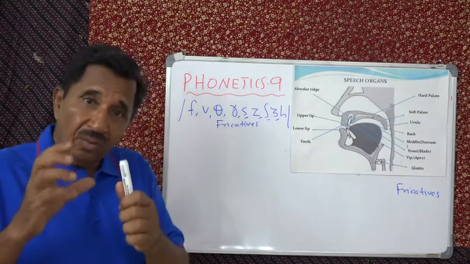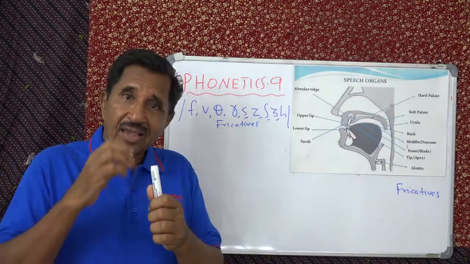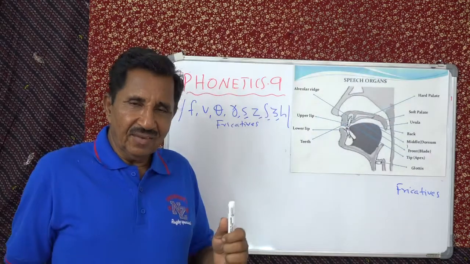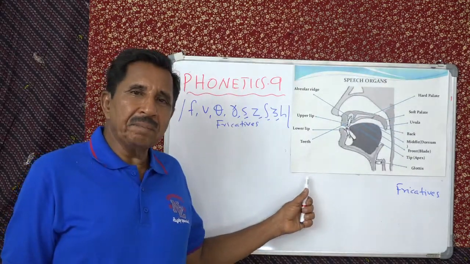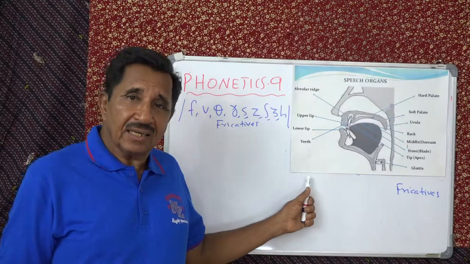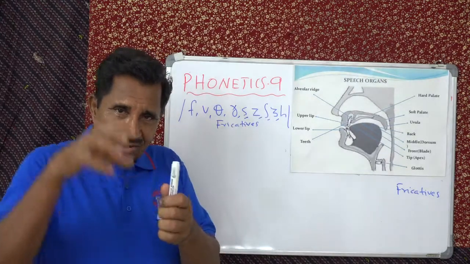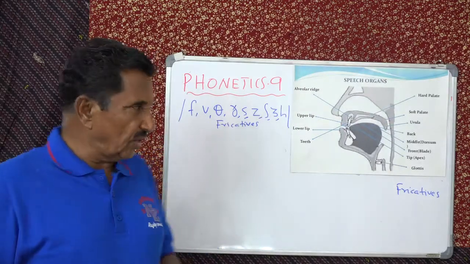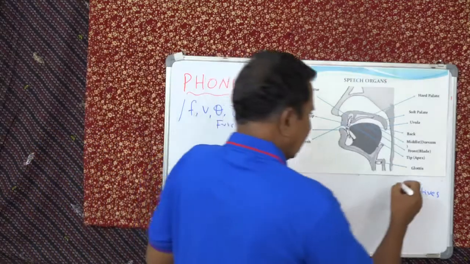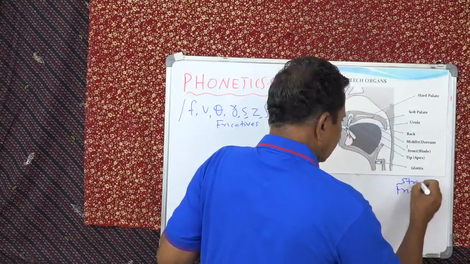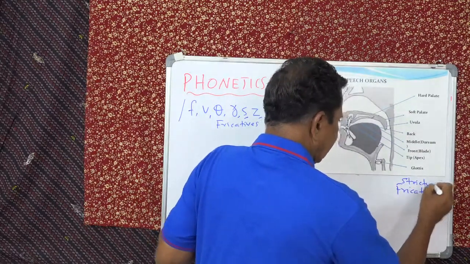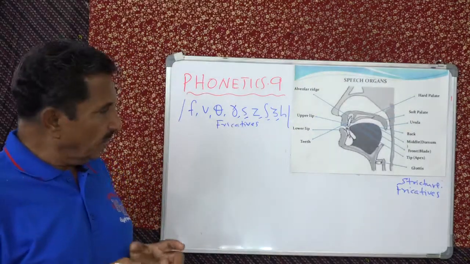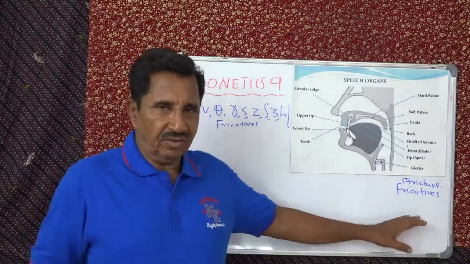So according to the manner of production, that means how the air stream comes out. What you hear. Previously you heard p, b, t, d, k, g. Sudden, complete closure and sudden release. That is the structure involved. Structure, S-T-R-I. Structure means the passage of air. How is it modified? Understand? So according to the manner of production, these are fricatives.